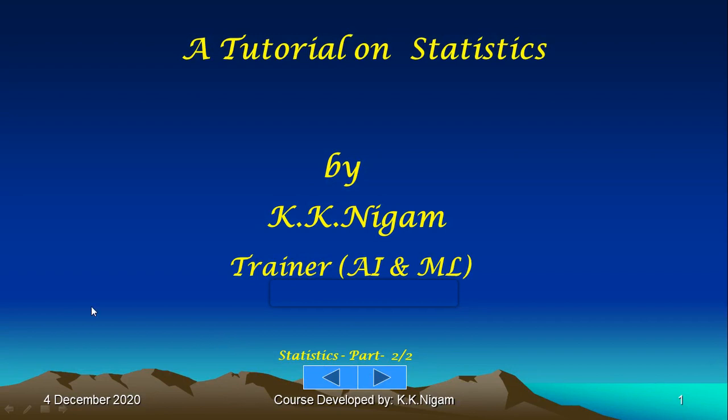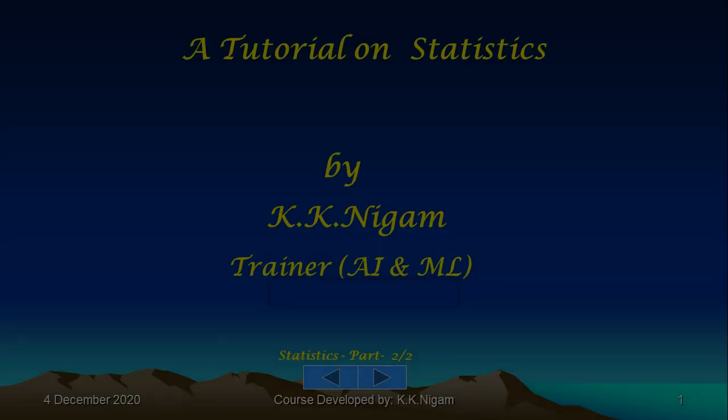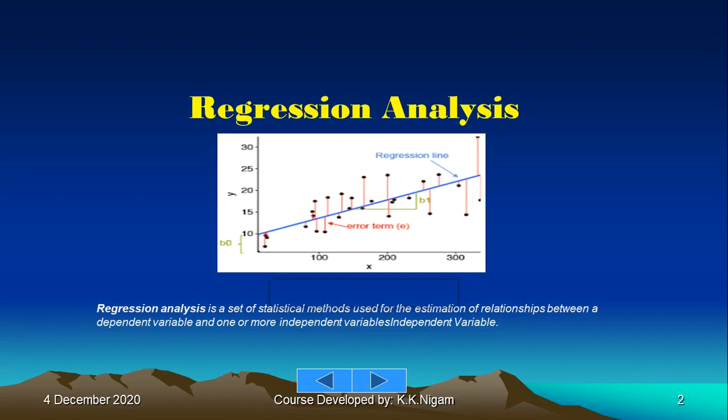So let's start with the second part of the statistics now. In this part we are going to understand regression analysis. Regression is very important and very useful in various applications of AI and ML. Regression analysis is a set of statistical methods used for the estimation of the relationship between a dependent variable and one or more independent variables, because there is a possibility that the dependent variable may be one, but the independent variables may be many.